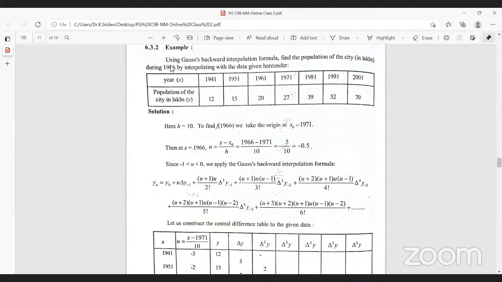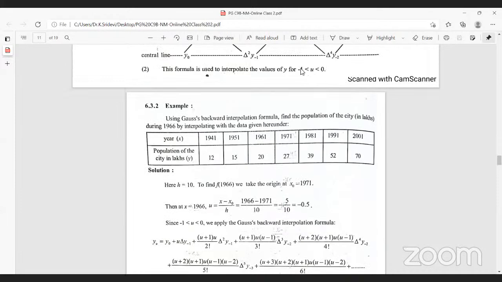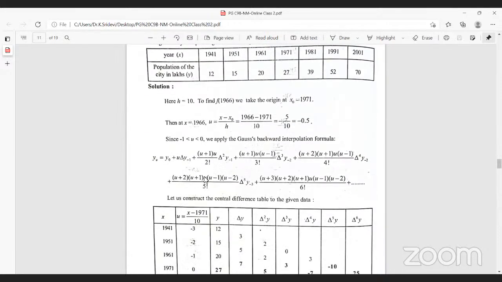So our X value is 1966. Our X0 value, assuming this one as the middle value, is 1971. That is X0. So now h is 10. Now find the u value. u equals X minus X0 by h, that is 1966 minus 1971 by 10. So this value is minus 0.5. Minus 0.5 lies between minus 1 and 0, so we can use Gauss's backward difference interpolation formula. So now what is that formula? From the above derivation, we can have this formula.